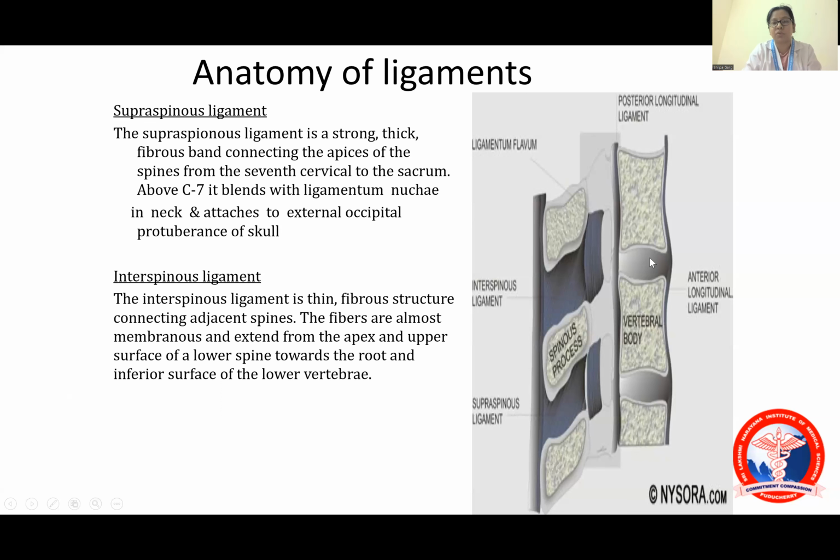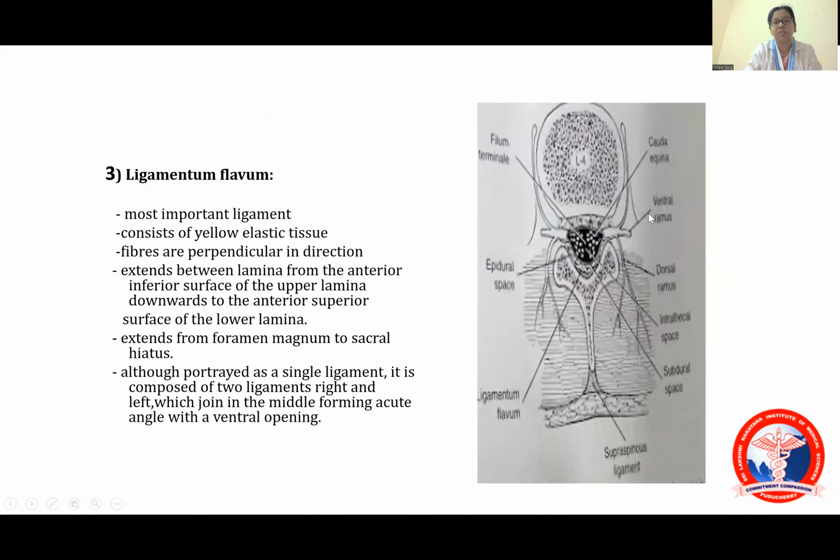Again, here is a picture demonstrating all the 3 ligaments. Next is most important ligament, ligamentum flavum. It consists of yellow elastic tissue. The fibers are perpendicular in direction. Now, where do these fibers extend? These extend from the anterior inferior surface of the upper lamina downwards to the anterior superior surface of the lower lamina. It extends throughout the spinal cord, that is from foramen magnum to sacral hiatus.